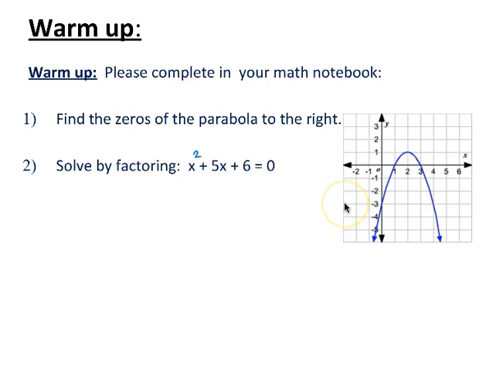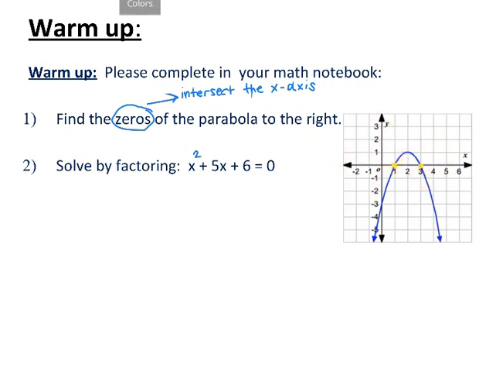All right, so when I say find the zeros of the parabola on the right, what does that mean? Remember, the zeros are where we intersect. We're looking to see where the parabola intersects the x-axis. So we look at our parabola and find where it intersects the x-axis. In this case, it intersects the x-axis, our horizontal axis, twice. So we have 2 zeros that we need to find.